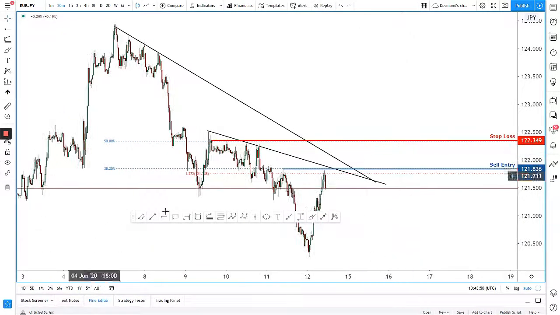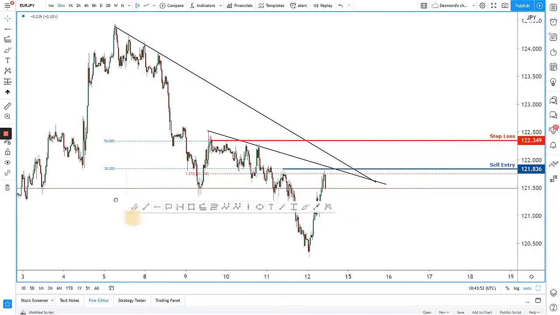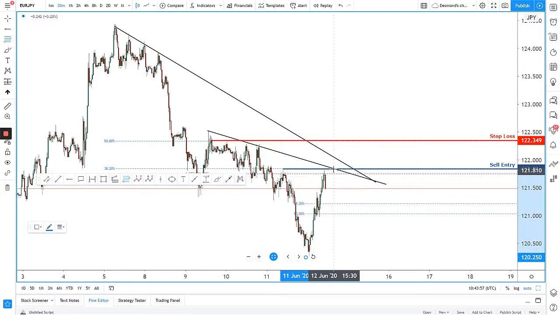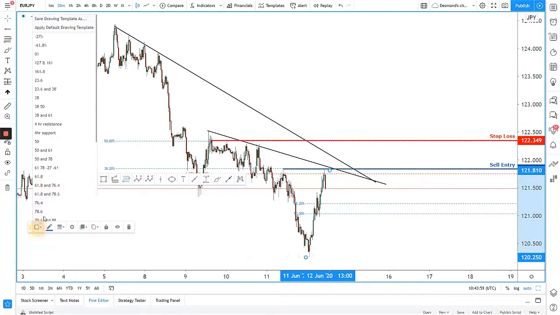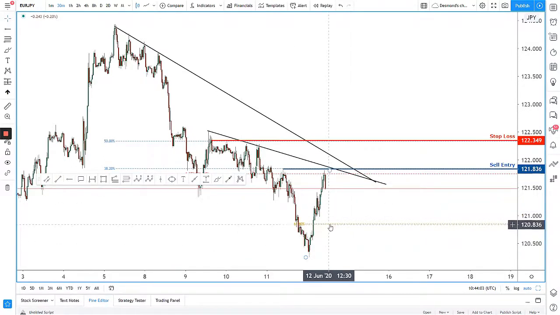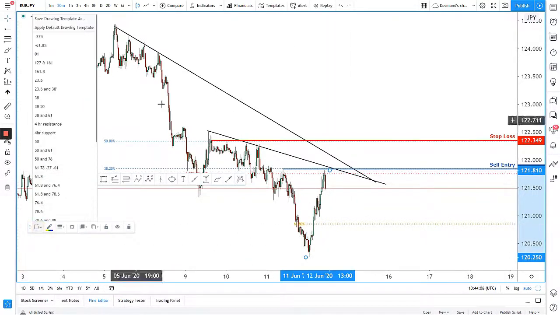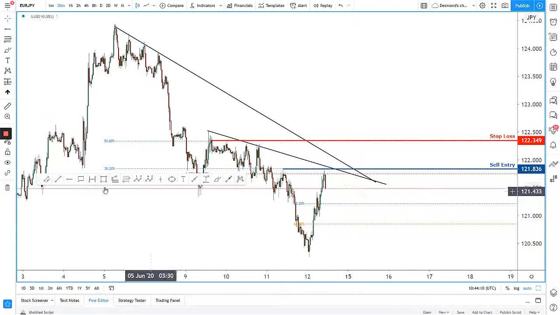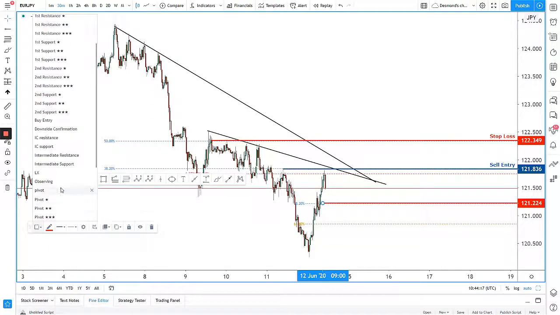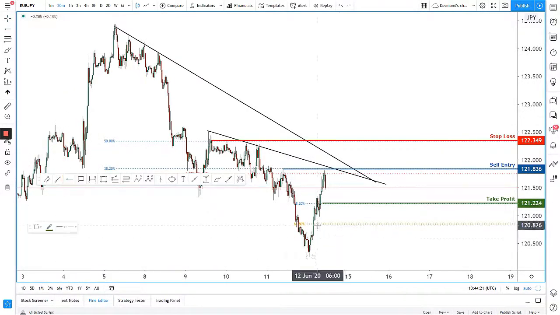And regarding your take profit, there are two ways you can do it. The first way is you take 61.8% of the entire move here. So maybe you don't want to play it too far down. Personally, if you ask me, I usually look out for 38 and 61. My first take profit will be 38%, and my second take profit would be at 61%.